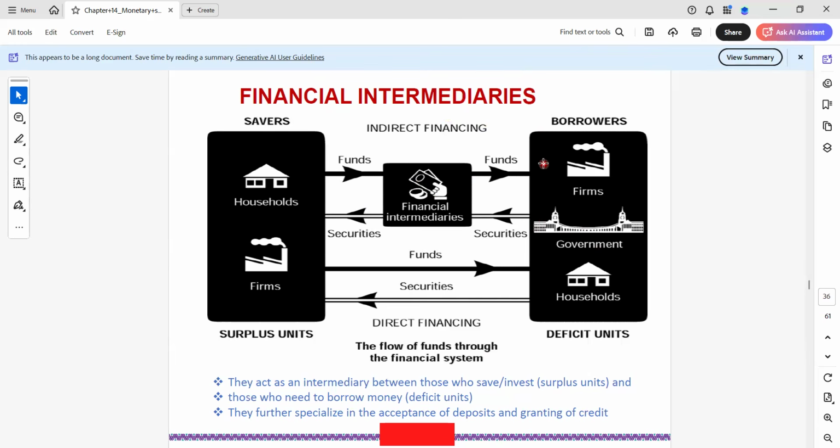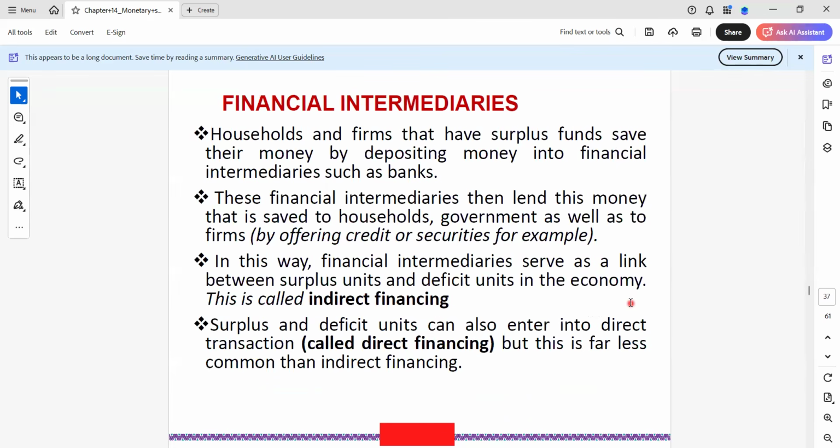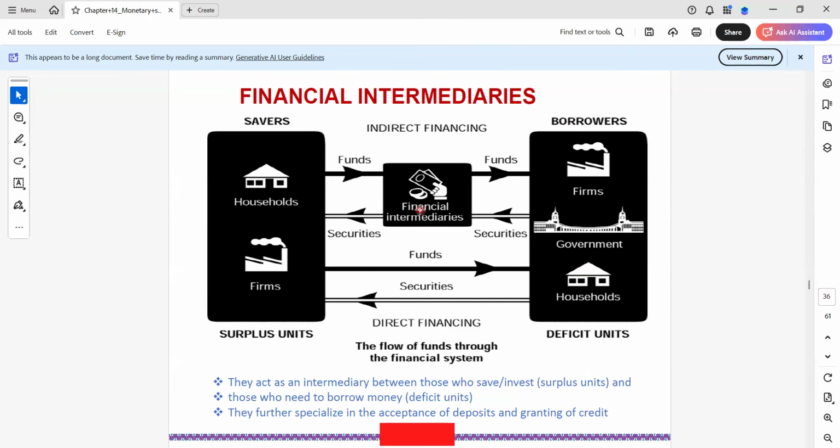So the banks then will then lend this money to what? To these people here, right? That then lend this money to what? To these people, to the firms, government, and the households, those that have deficit units, right? Those that need to borrow. And then in this way, so one might be asking themselves, why is the government not depositing money in the bank, right? Because you can see the government is only on this side. It's not here.